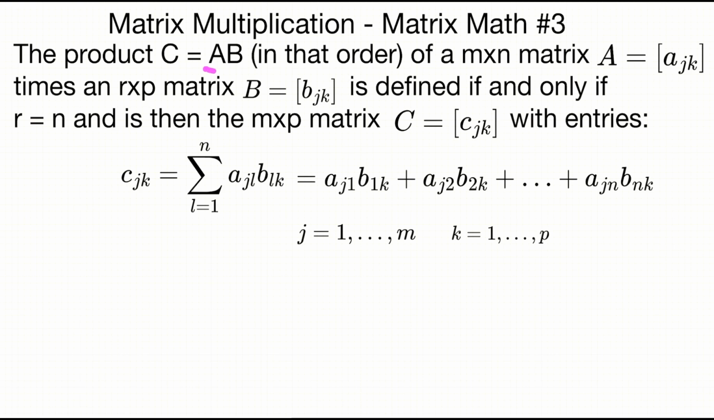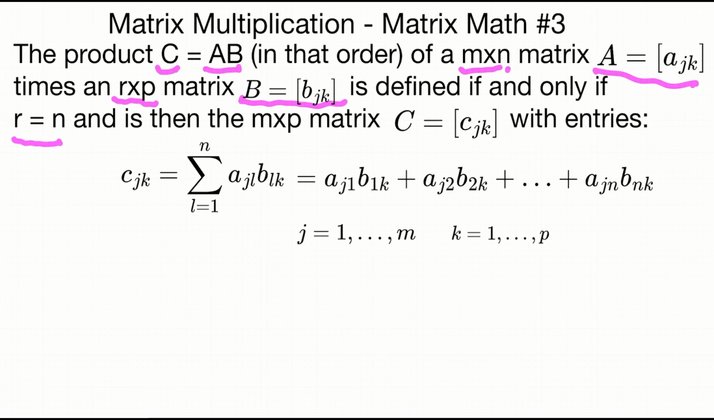So A multiplied by B is equal to C, and it has to be in that order because matrix multiplication is not commutative. In other words, A times B does not equal B times A. In our definition of matrix multiplication, A is going to be an M by N matrix, meaning it has M rows and N columns. It's going to be multiplied times a matrix B, which has R rows and P columns. Those are just placeholders. The product is defined if and only if R is equal to N.